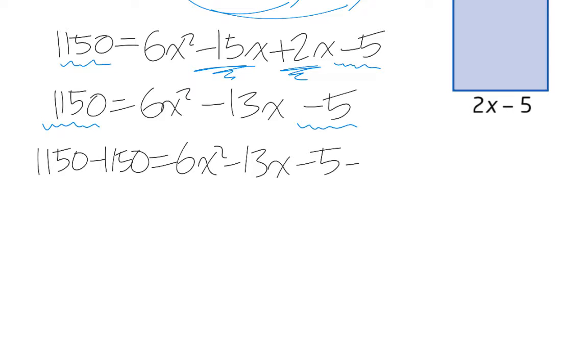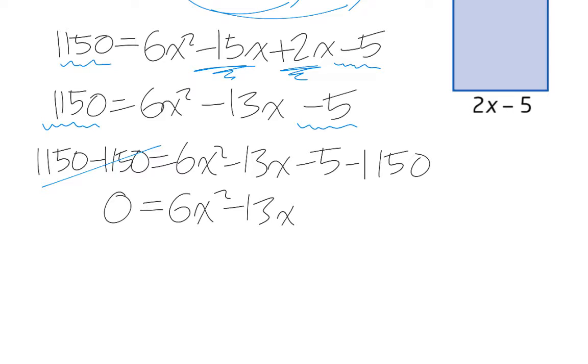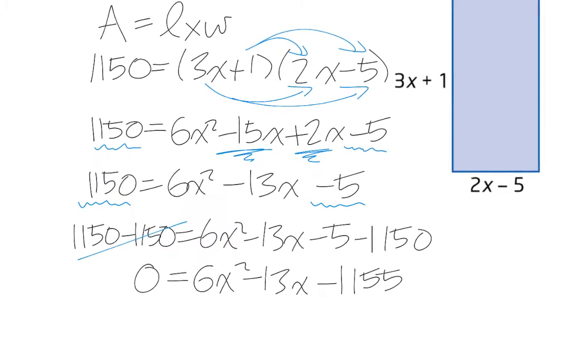If you can do that in your head, go ahead. So that cancels out. That becomes a 0. And you have 6x squared minus 13x minus 1,155. You'll notice that we've just created a quadratic expression. I'm going to continue the work on the next slide.